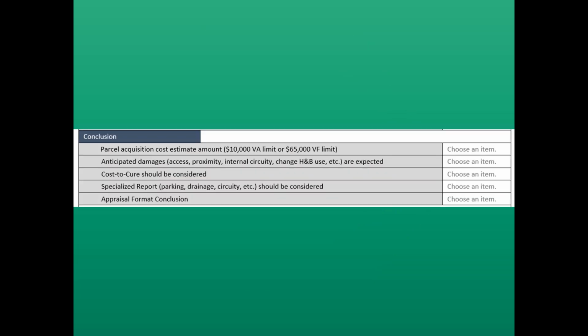All right, so next is the conclusion section of the appraisal scoping checklist. And the first question, parcel acquisition cost estimate: $10,000 is the limit for a value analysis, or is it $65,000, the limit for a value finding appraisal report? And so if we have to choose an item, our choices are less than $10,000, less than $65,000, greater than $65,000, or C, comments. This one requires a bit of an analysis. I mean, the right-of-way plans aren't going to tell you this. So how would one fill this out? How would one even have an idea of what the values are?